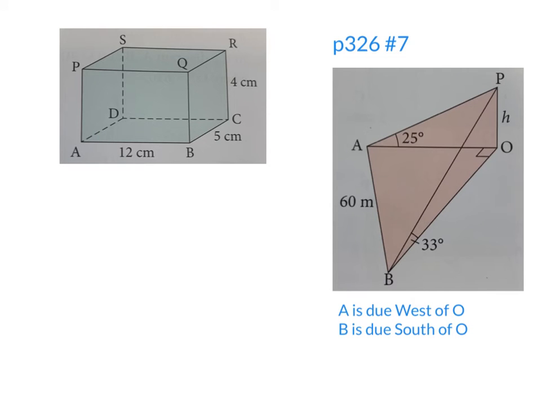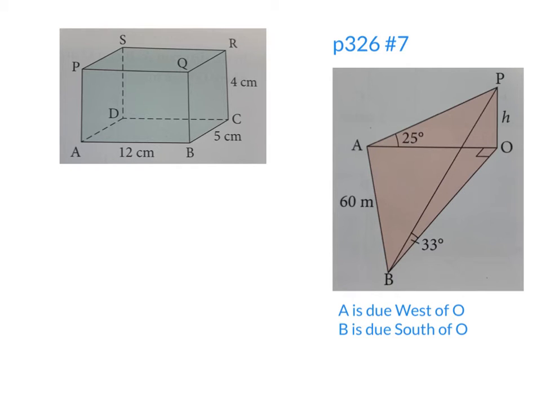Okay, in this problem, PO represents our tower, and it's telling me down here that A is due west of O and B is due south of O. We have a right triangle, which is being pointed out here. AOB is a right triangle, which means that this is the hypotenuse.